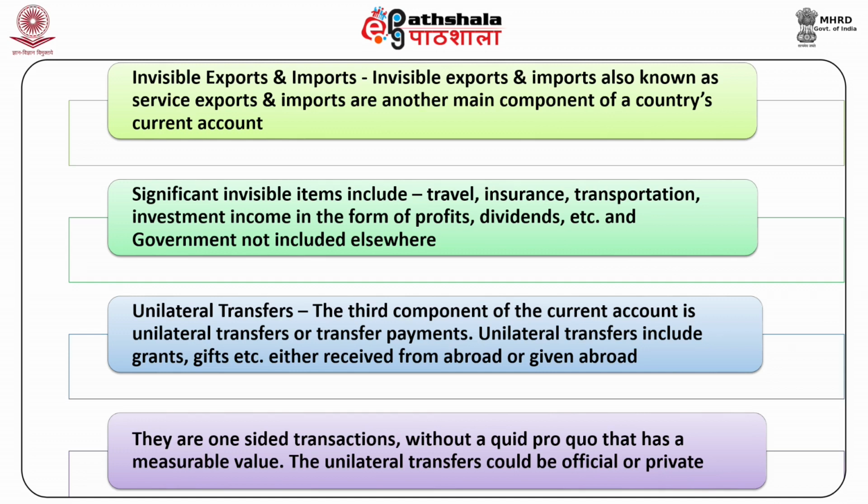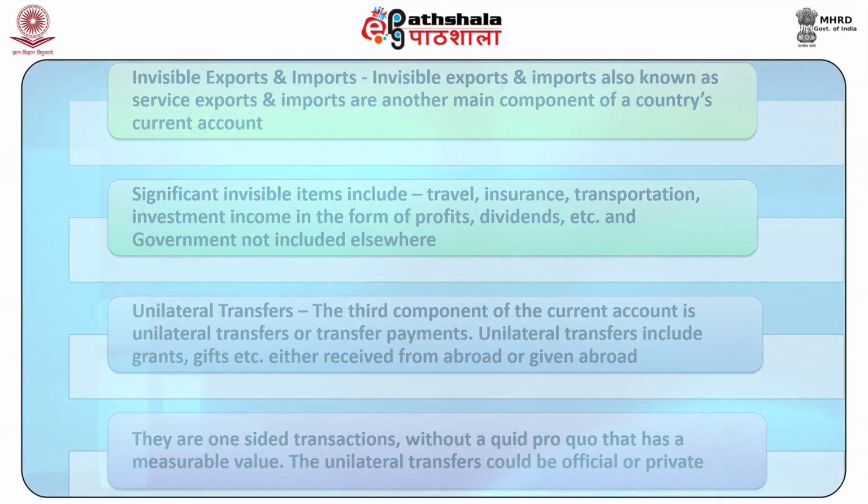C. Unilateral transfers. The third component of the current account is unilateral transfers or transfer payments. Unilateral transfers include grants, gifts, etc. either received from abroad or given abroad. They are one-sided transactions without a quid pro quo that has a measurable value. The unilateral transfers could be official or private.